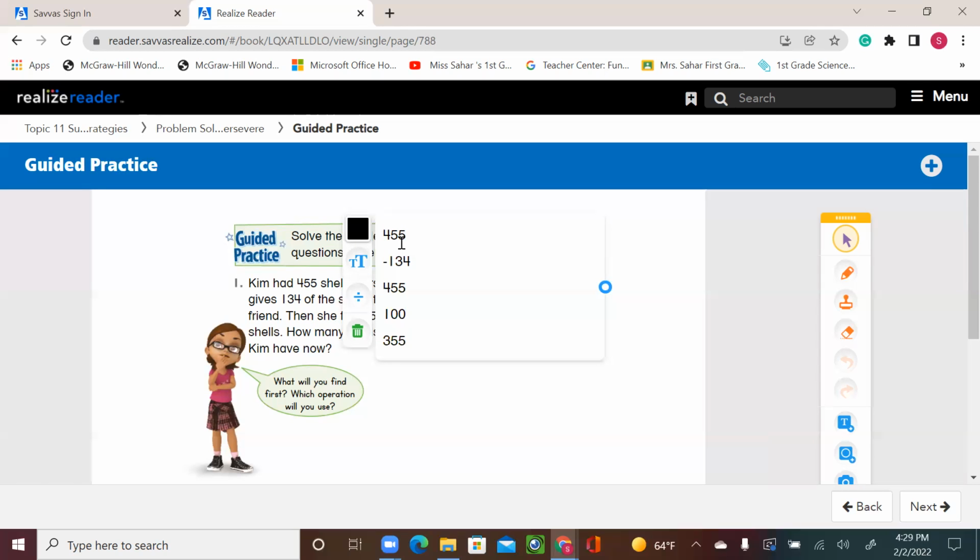Now I have 34. So I'm going to break my 34 to 30 and 4. So I'm going to say minus 30. That will leave me with 3, 5 take away 3, 2, and then 5. And then I have the 4. So minus 4 equals 321.